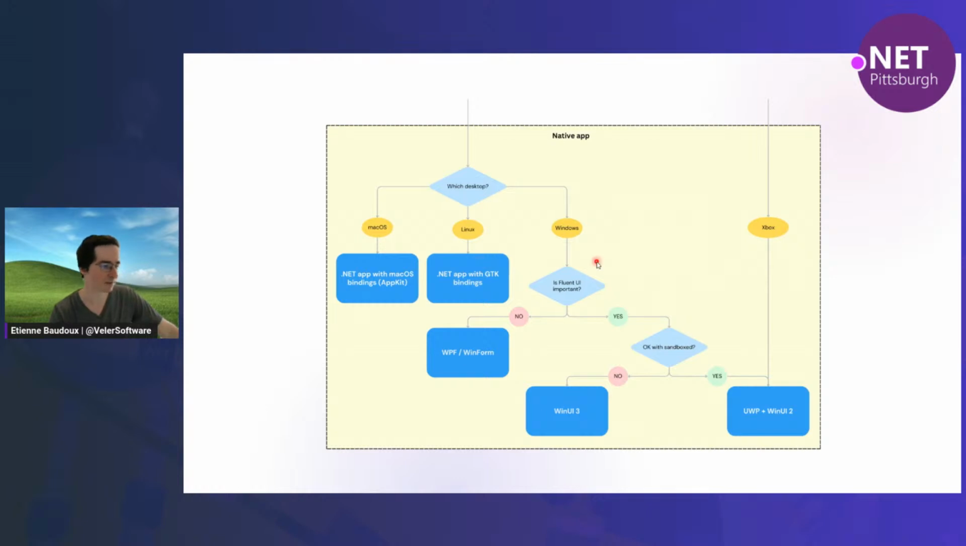And if it's Windows, it gets a little bit more complicated, unfortunately. My first question would be, is Fluent UI important for you? If no, consider WPF or WinForms, it's just fine. If it is important, then ask yourself, is it okay for you to be sandboxed? And particularly, do you also want to have your app running on Xbox? If yes, use UWP. Otherwise, use WinUI 3. That's the most up-to-date library right now, and it is still actively developed today.